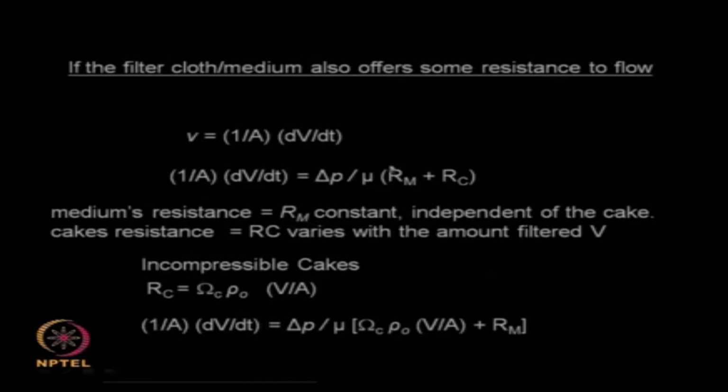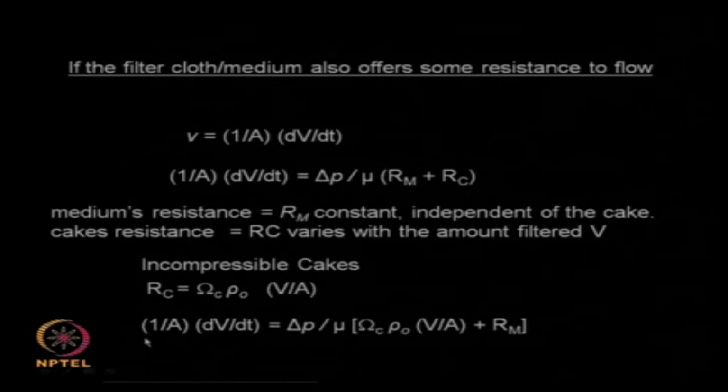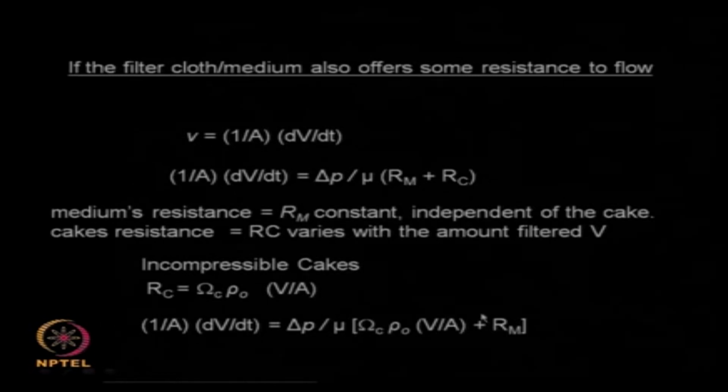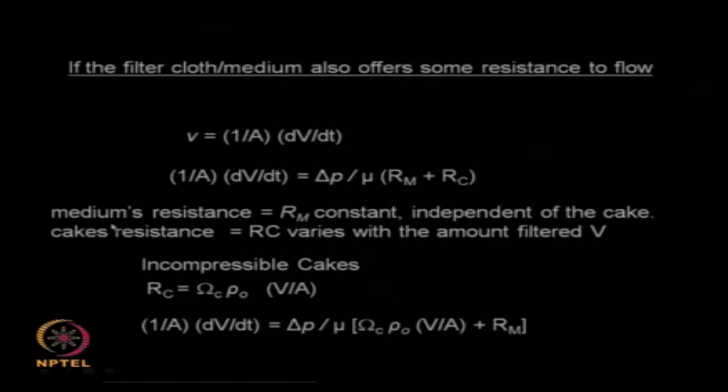So by introducing all these into your velocity equation, you are going to have 1 by A dV by dt equal to delta P divided by mu, then sigma C rho naught V by A. This term comes because of the resistance offered by the cake, and this term comes because of the resistance offered by the medium. Otherwise, when the resistance offered by the medium is 0, or the resistance offered by the filter cloth is 0, this term will disappear. This is your original equation which I showed 3 or 4 slides before.